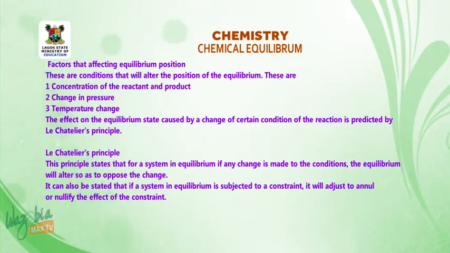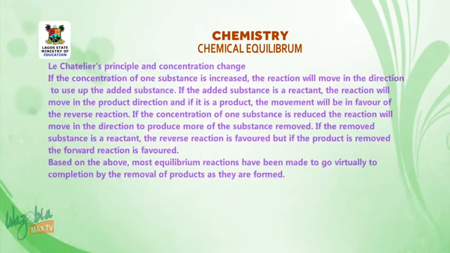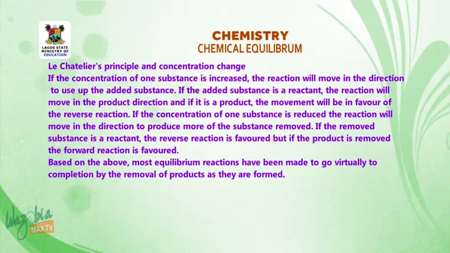The effect on the equilibrium state caused by a change of a certain condition of the reaction is predicted by Le Chatelier's principle. This principle states that for a system in equilibrium, if any change is made to the conditions, the equilibrium will alter so as to oppose the change. It can also be stated that if a system in equilibrium is subjected to a constraint, it will adjust to annul or nullify the effect of the constraint.